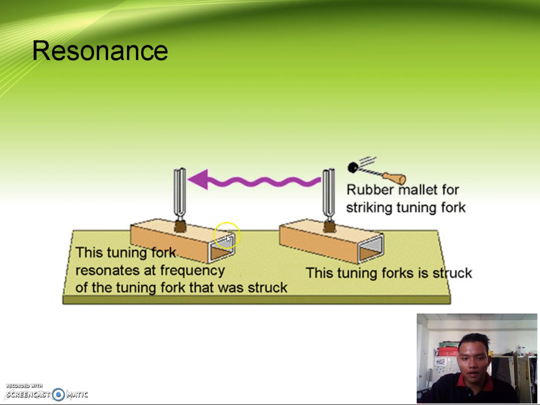Resonance. As you see, the two tuning forks. This tuning fork resonates at the frequency of the tuning fork that was struck. This tuning fork is struck with a rubber mallet. With this striking, resonance will occur.